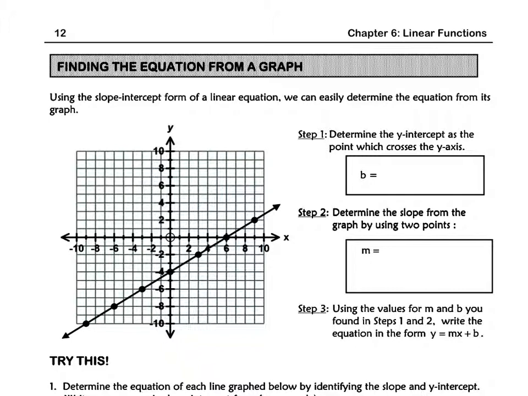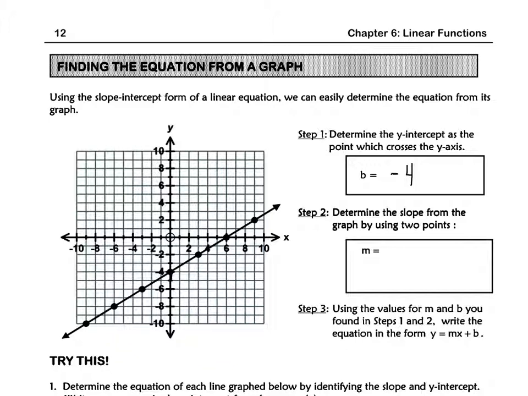So the next topic is finding the equation from a graph. So we know that the slope-intercept form is a form of a linear equation. So basically, if we can figure out the slope from the graph and the y-intercept from the graph, we should be able to find the equation. So the first step asks you to determine the y-intercept, which for this particular graph, crosses over the y-axis at -4. So that means our b value is the same as our y-intercept, so it should be -4.